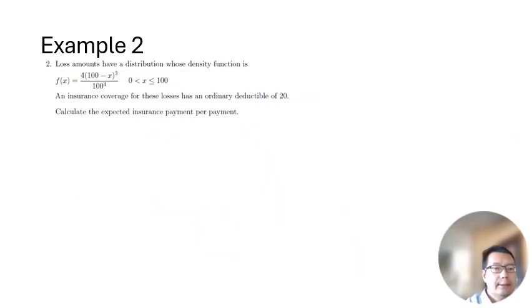Okay, now let's look at this example 2. Loss amounts have a distribution whose density function is as follows. An insurance coverage for these losses has an ordinary deductible of 20. Calculate the expected insurance payment per payment. If you recall, we actually did a very similar question earlier, except that earlier the question was asking about payment per loss. Now let's just use the formula to do this one.